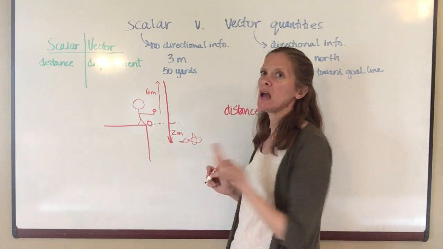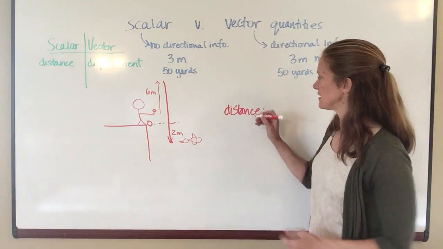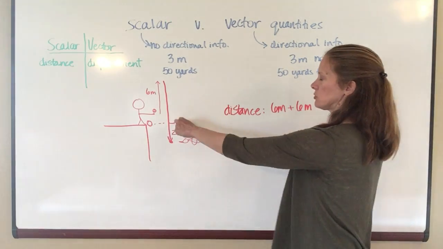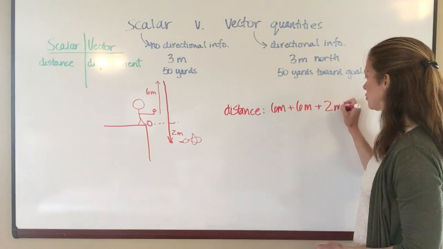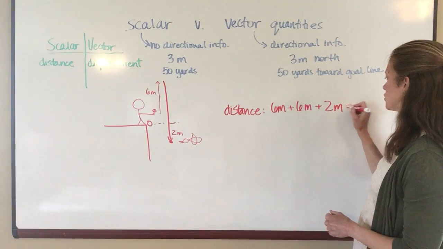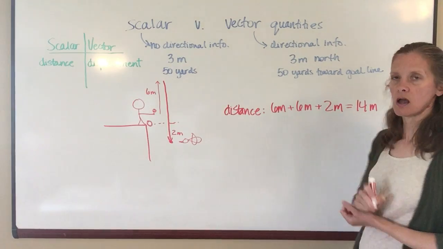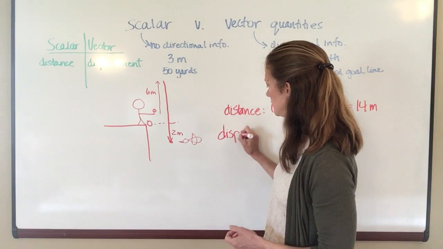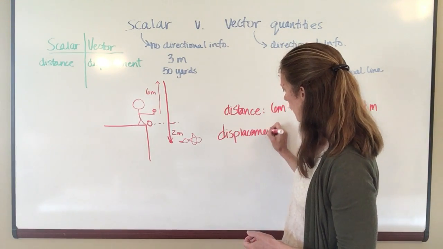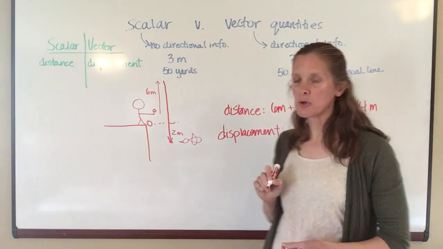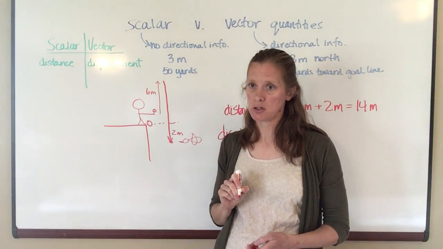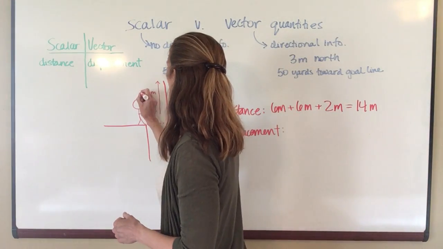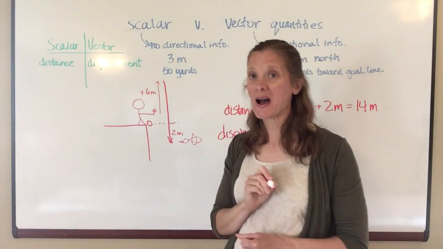And when I draw that picture, it's very easy for me to see that. So my distance then is 6 meters up plus 6 meters back down to the starting place plus 2 meters below the cliff line. So that's going to give me a total distance of 14 meters. Okay, now how about displacement? Well, if I want displacement, I really need some positive and negative numbers on here. Okay, so in that case, I'm going to make the upward direction positive.